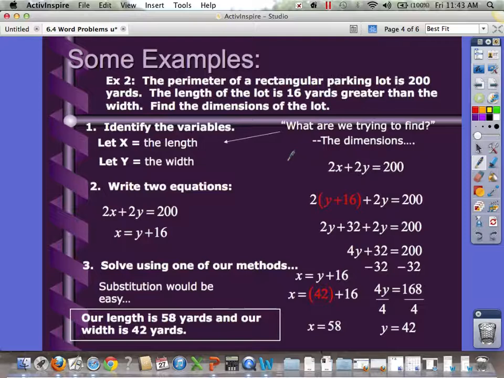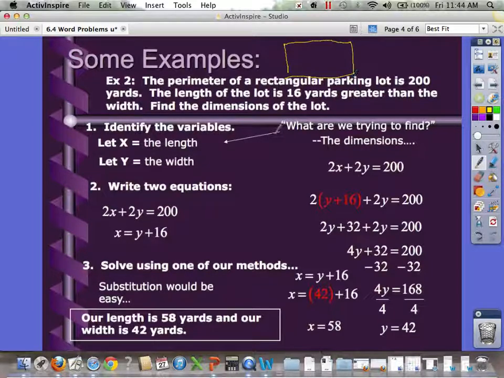All right, the next one says the perimeter of a rectangular parking lot is 200 yards. The length of the lot is 16 yards greater than the width. Find the dimensions of the lot. So we've had rectangle problems before, and I would suggest drawing your picture. Okay, let's draw a rectangle. What they want to know is the dimensions of the lot, so they want to know the measures of all the sides.